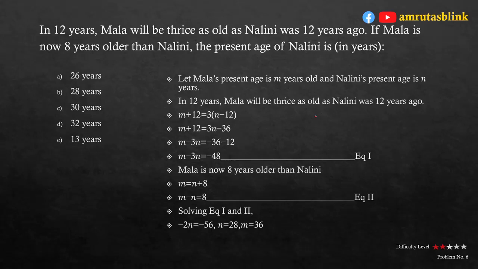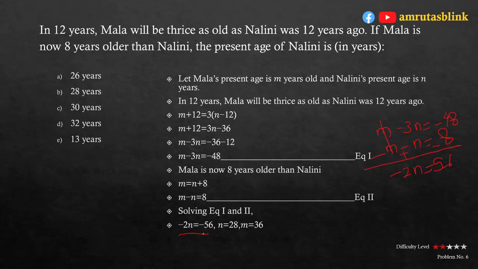So, if we subtract equation 2 from equation 1, let us say m minus 3n is equal to 48 and m minus n is equal to 8. Now, if we subtract, this m will get cancelled, this will be positive. So, minus 2n is equal to minus 40 and hence n is equal to 28.